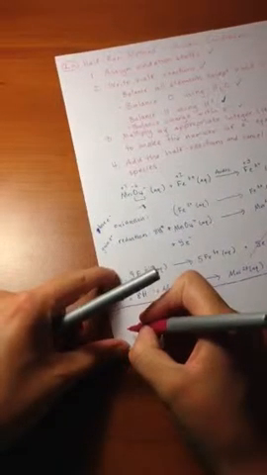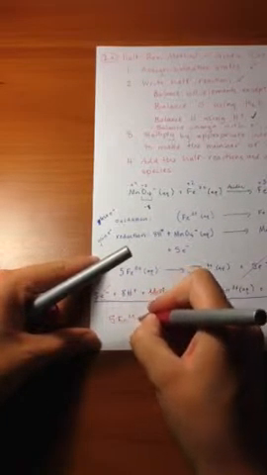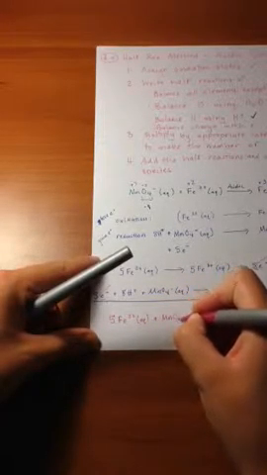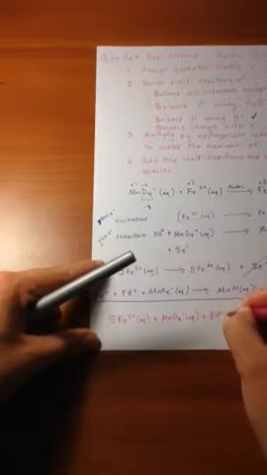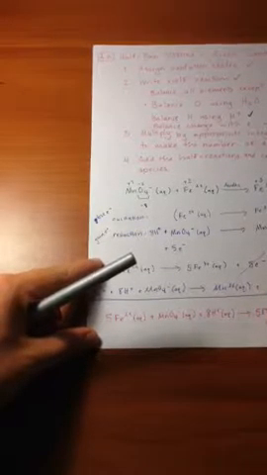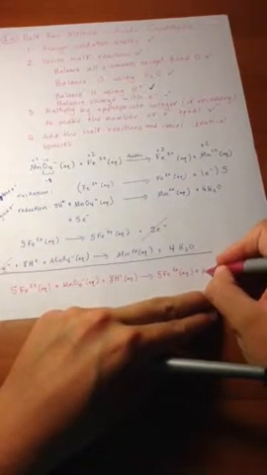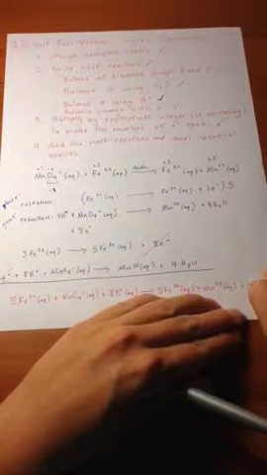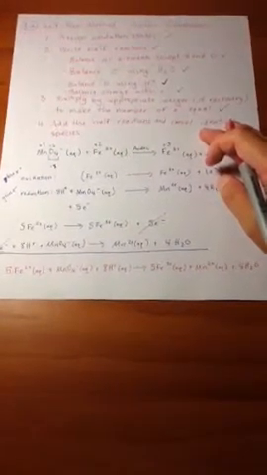So that leaves our final reaction being 5Fe2+ aqueous plus MnO4 minus aqueous plus 8H+, and those will be aqueous too, they're just floating around in the solution, yielding 5Fe3+ aqueous plus Mn2+ aqueous plus 4H2O. Okay, try to get that where y'all can see it.